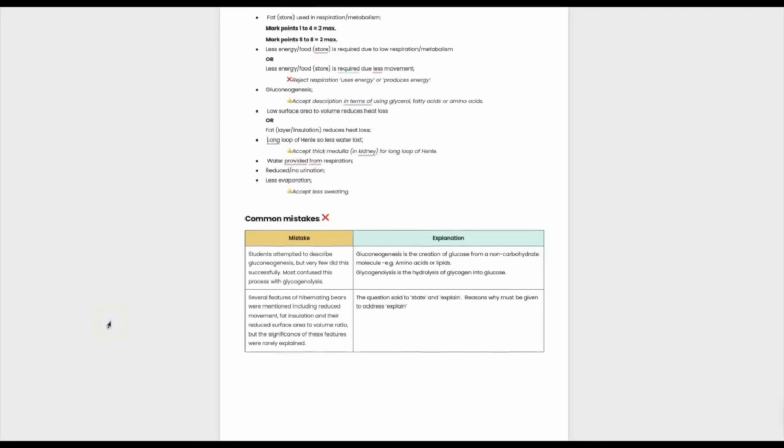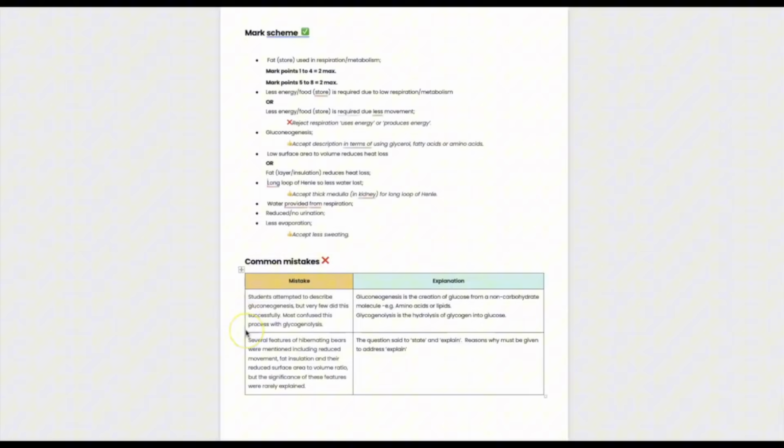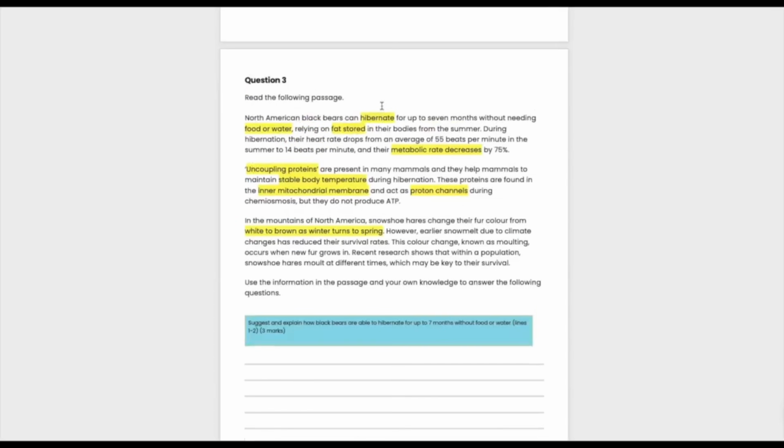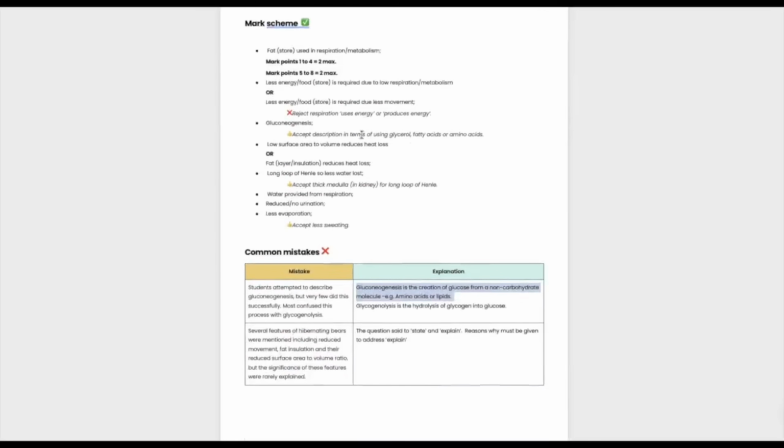So, common mistakes. Students attempted to describe gluconeogenesis, but very few did this successfully. Most confused this process with glycogenolysis. So just an explanation here: gluconeogenesis is the creation of glucose from a non-carbohydrate molecule. Glycogenolysis is the hydrolysis of glycogen into glucose. And the reason this question had to link to this was, in the information they told us, they rely on fat stores, not glycogen stores. So that's how you knew it had to be gluconeogenesis, not glycogenolysis.